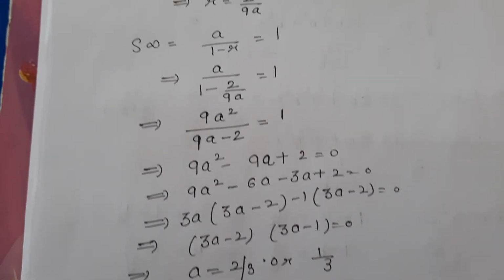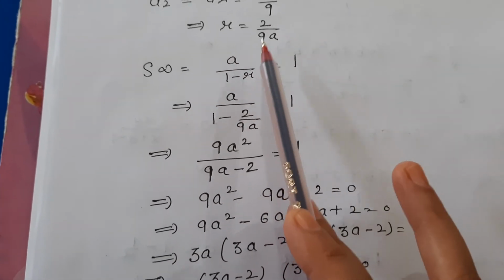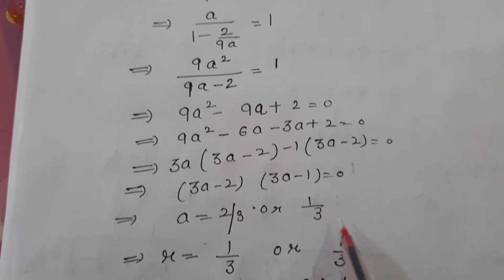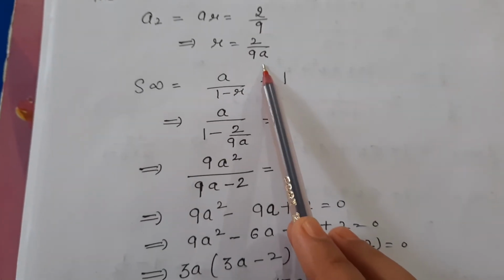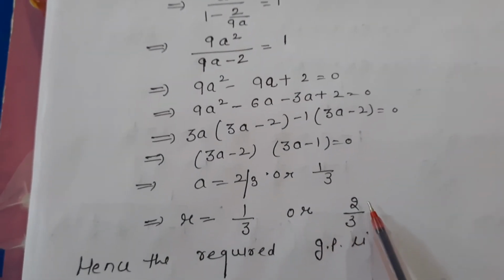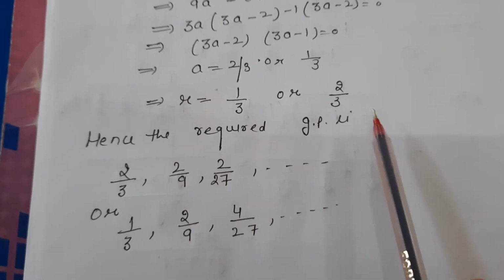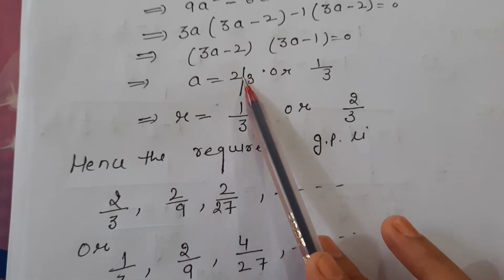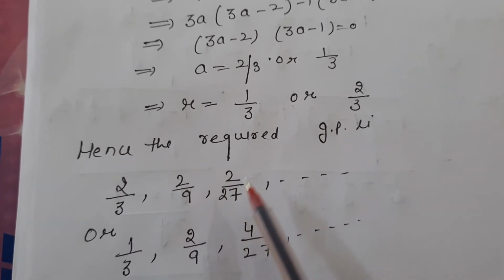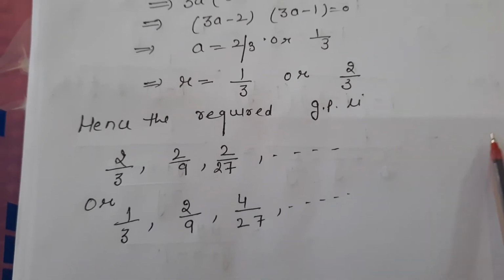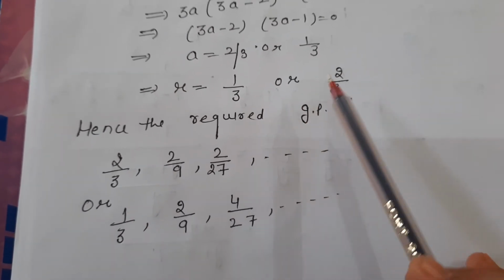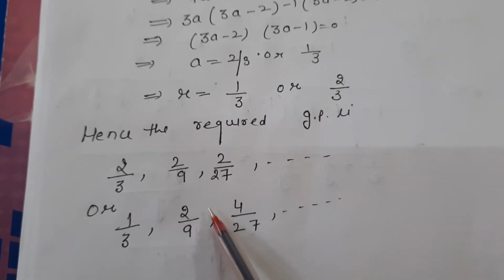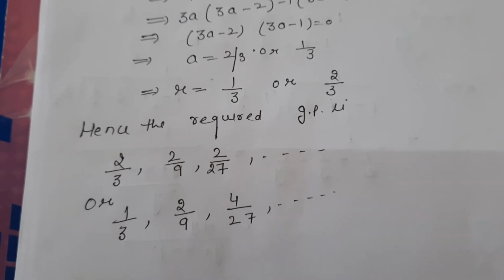First case, when a is 2 by 3. From here r will be 2 by 9 into 3 by 2. The value of r will be 1 by 3. Second case, when a is 1 by 3, put a as 1 by 3, the value of r is going to be 2 by 3. So you are going to have two infinite GPs. The first term a is 2 by 3. Second term a into r, you will get 2 by 9. Next, 2 by 9 into 1 by 3, 2 by 27, and so on to infinity. Or the second GP is first term 1 by 3, now multiply it with r, you will get 2 by 9. Next term multiply with 2 by 3, you will get 4 by 27.